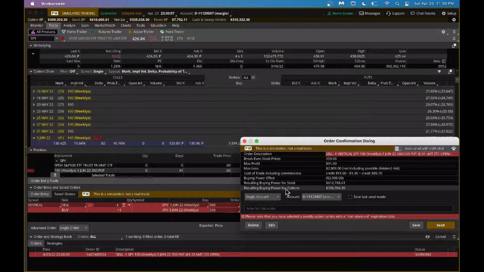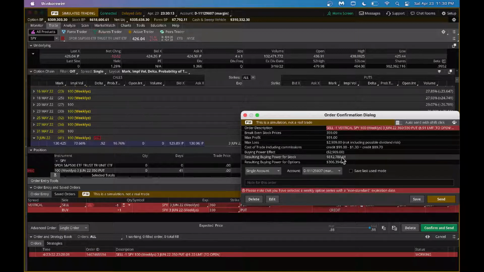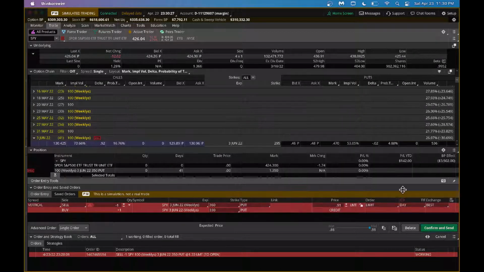And your buying power effect right now is 2,909 here, which is for a $30 spread. So it will stay constant. The stock SPY may come down, but because it's a defined risk strategy, your margin will stay constant. It will not fluctuate as the market fluctuates. You could confirm and send this and go from there.